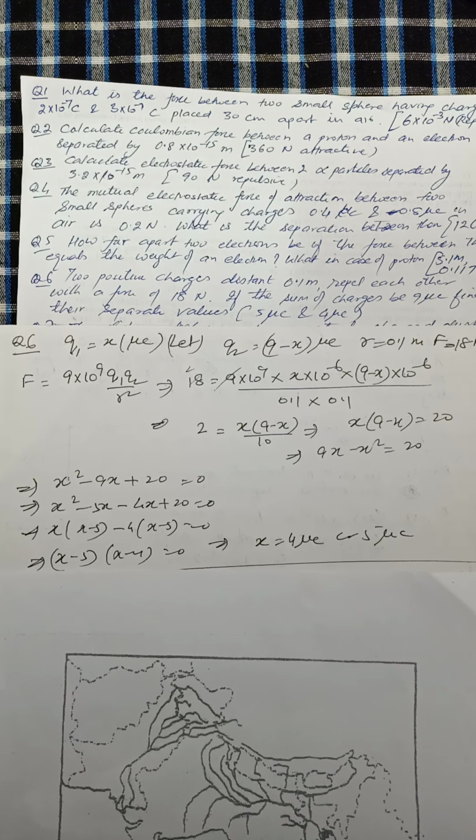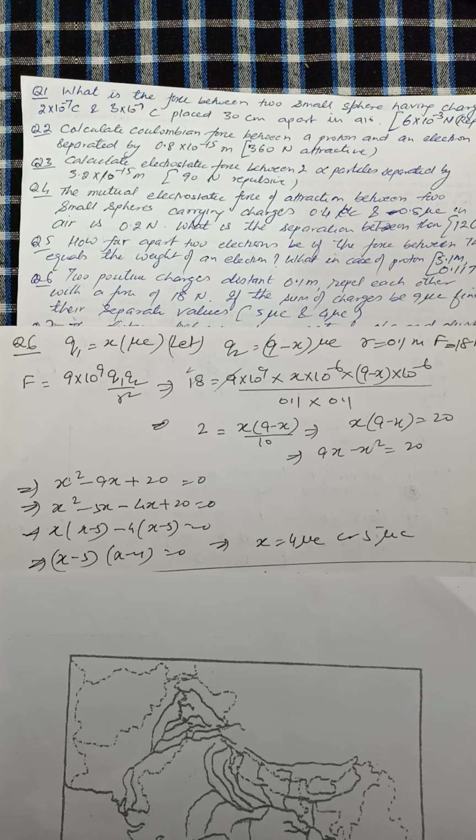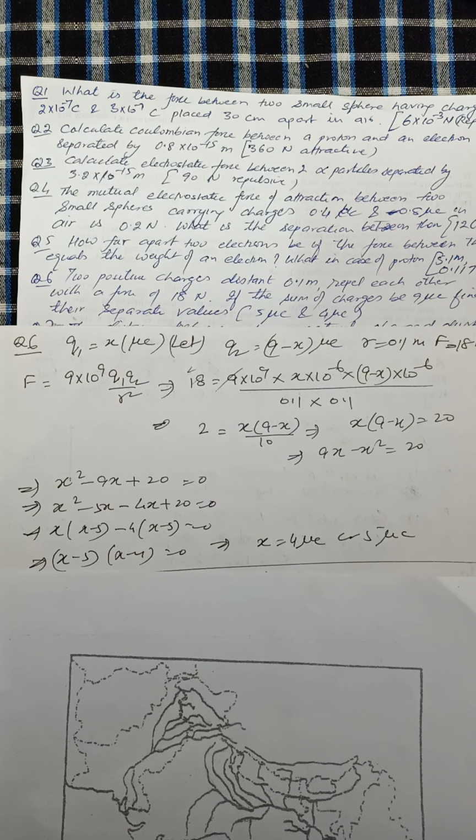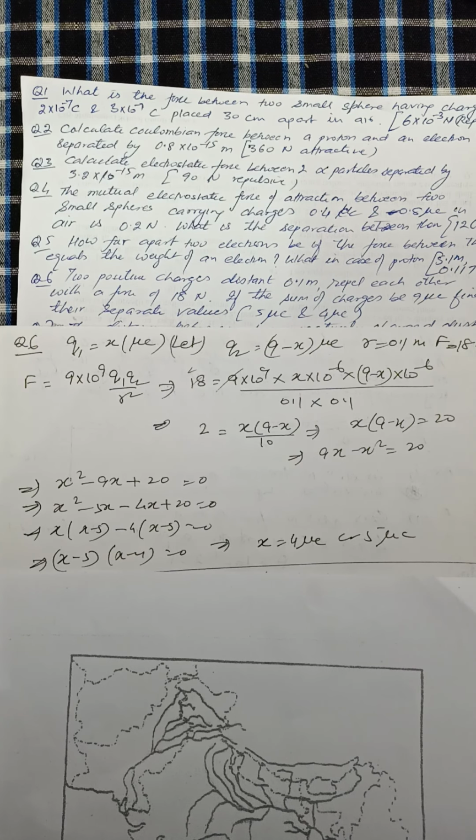Use the formula F equals 9 × 10^9 Q1 Q2 by R square. In place of force, write 18. On the other side, 9 × 10^9, Q1 is x × 10^-6, because we have taken the first charge as x microcoulomb. In place of Q2, write (9 minus x) × 10^-6, upon distance square, that is 0.1 into 0.1, 2 times.